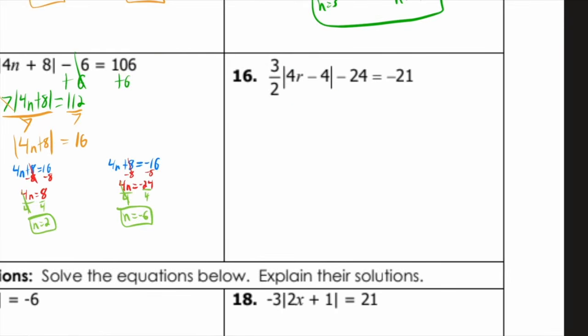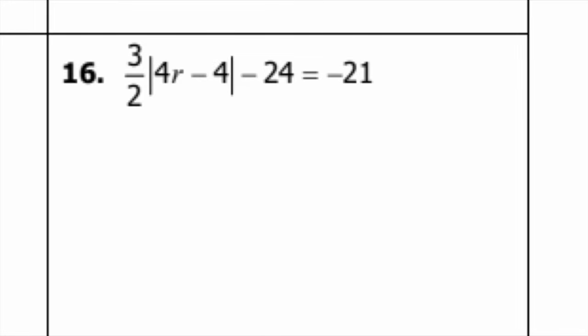Moving on to number 16 here, 3 halves times the absolute value of 4r minus 4, minus 24 equals negative 21. So again, multiplication and subtraction. I undo the subtraction first by adding 24. And I end up getting 3 over 2 times the absolute value of 4r minus 4 equals positive 3.